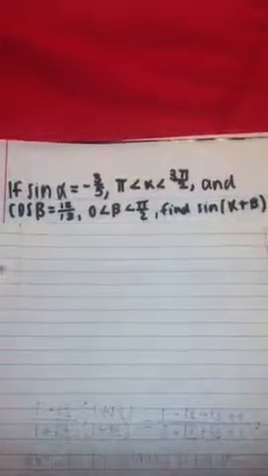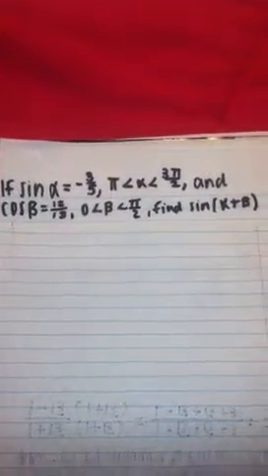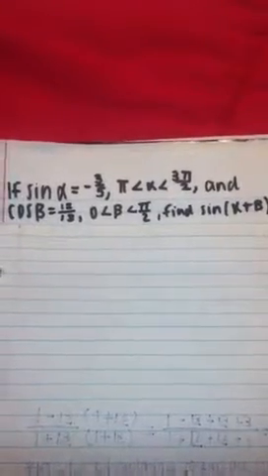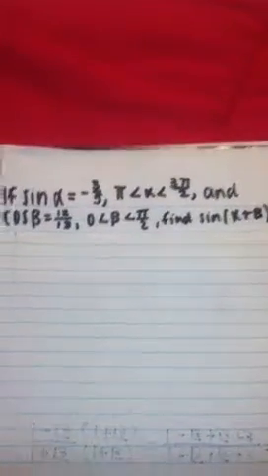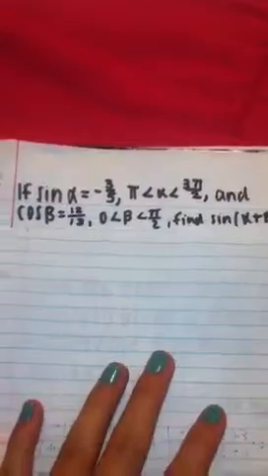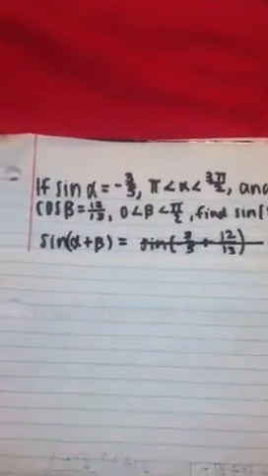If sine of alpha is negative 3 over 5 between pi and 3 pi over 2, and cosine of beta is 12 over 13 between 0 and pi over 2, find the sine of alpha plus beta. Sine of alpha plus beta equals sine of negative 3 over 5 plus 12 over 13.